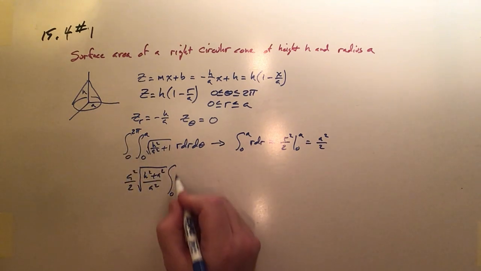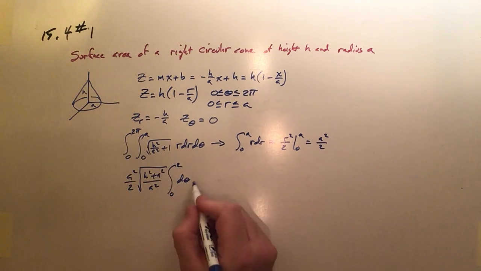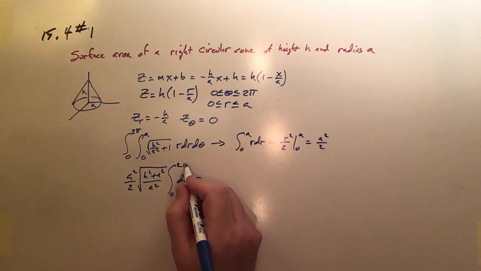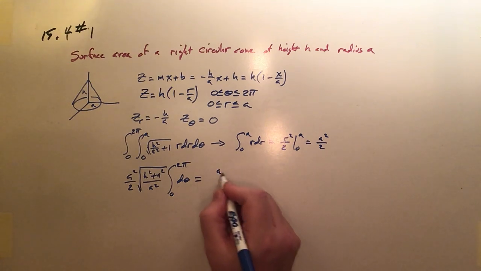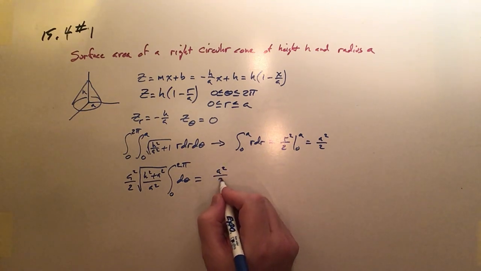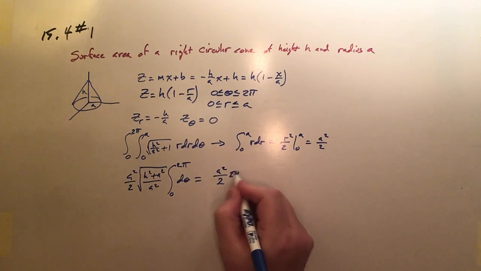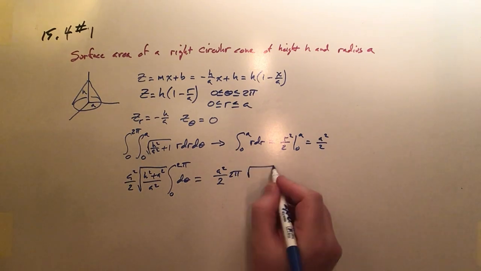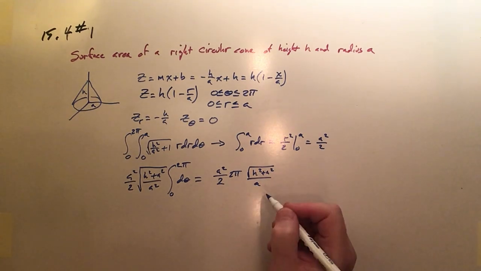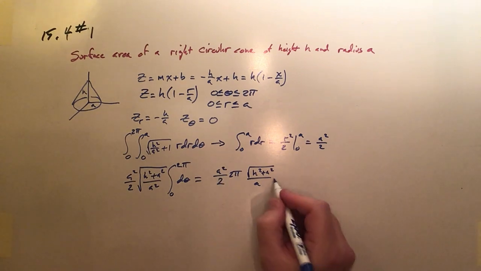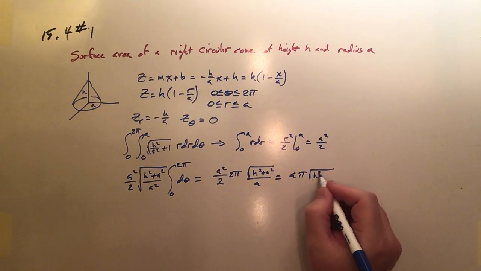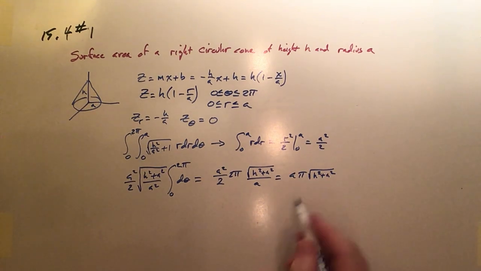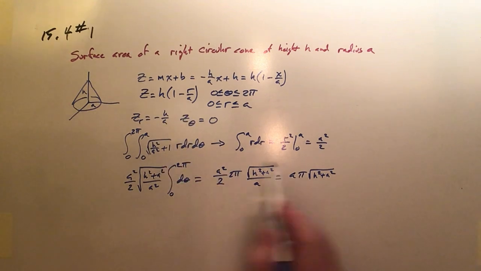And then that'll be the integral of d theta from 0 to 2 pi. So all that's going to do is add 2 pi onto it. So this whole thing now becomes a squared over 2 times 2 pi times the square root of h squared plus a squared, and that whole thing's under a because I took it out of the radical. The 2's cancel, the a's cancel. So it's pi a times the square root of h squared plus a squared. So that's what it says is the surface area by integration.